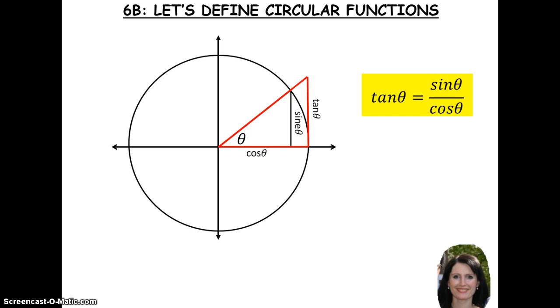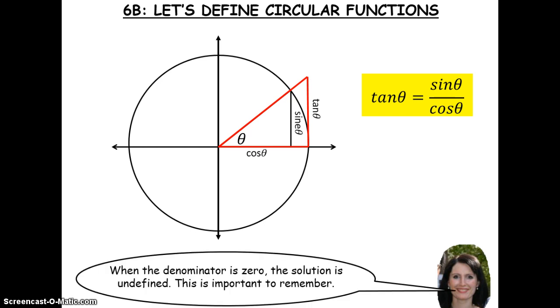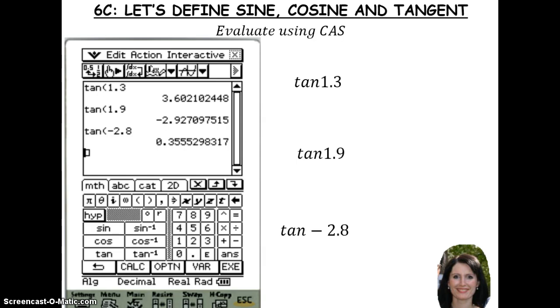Tan theta is therefore sine theta over cos theta, and of course if the denominator is 0, the solution will be undefined. So if your cos theta is 0, then tan is going to be undefined. Let's just see how we go about using CAS to evaluate tans.